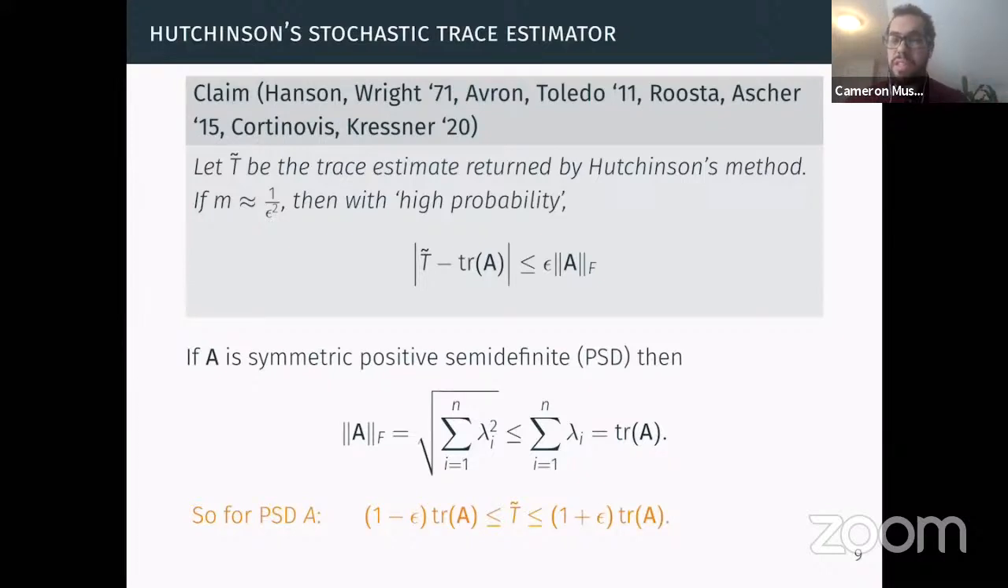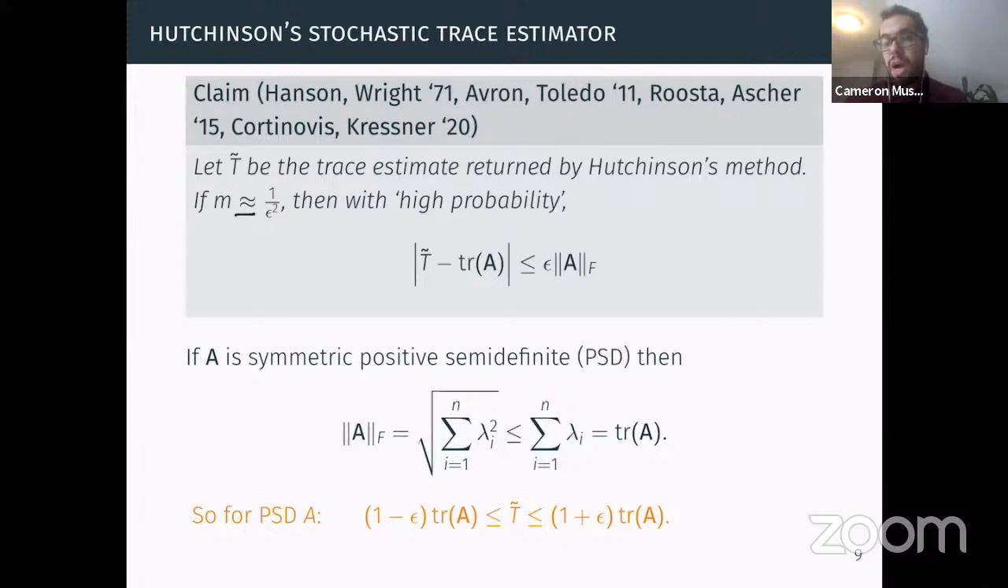So the bound is this. Let T tilde be the trace estimate returned by Hutchinson's method. If I take roughly 1 over epsilon squared queries, where epsilon is some error parameter I pick, and where my squiggle notation just hides constants, so I'm going to ignore constants throughout the talk, then with high probability my estimate T tilde is going to be within epsilon times the Frobenius norm of A of the trace. So the absolute value of T tilde minus the trace will be at most epsilon times the Frobenius norm of A. I have high probability in quotes because I'm also going to ignore the exact dependence on the probability. This has been worked out carefully in the works I've cited, but just think of it today as this bound holding with 99% probability.